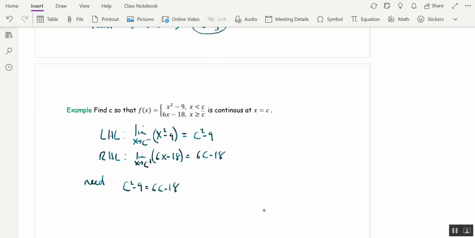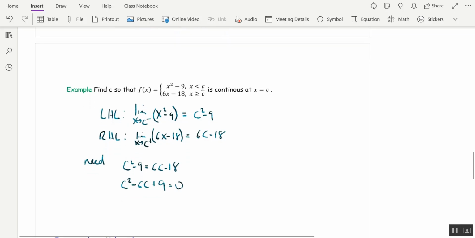Okay, this is a quadratic, so we want to move all terms to one side and see if we can factor. c squared minus 6c plus 9 is 0. And sure enough, that factors as c minus 3 quantity squared equals 0. So c is 3.